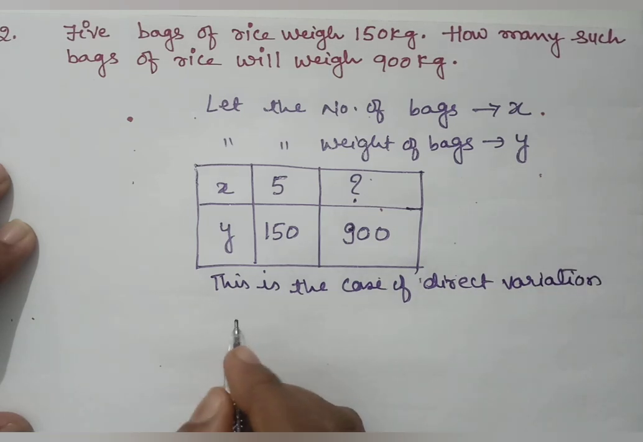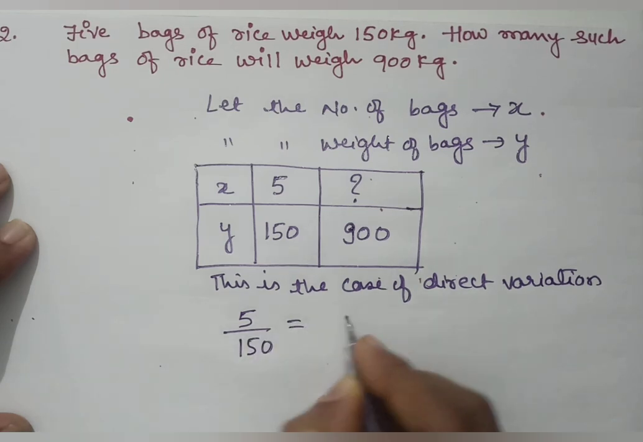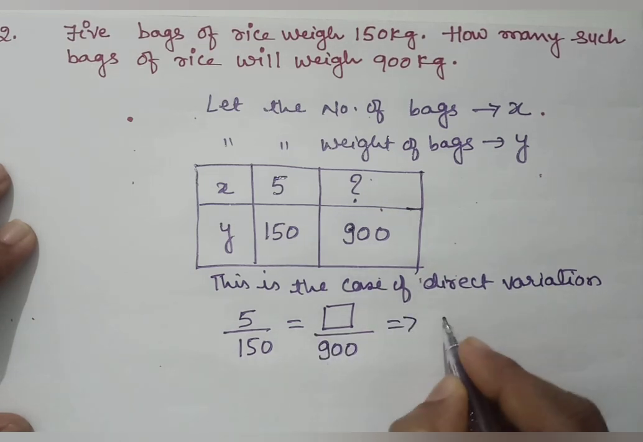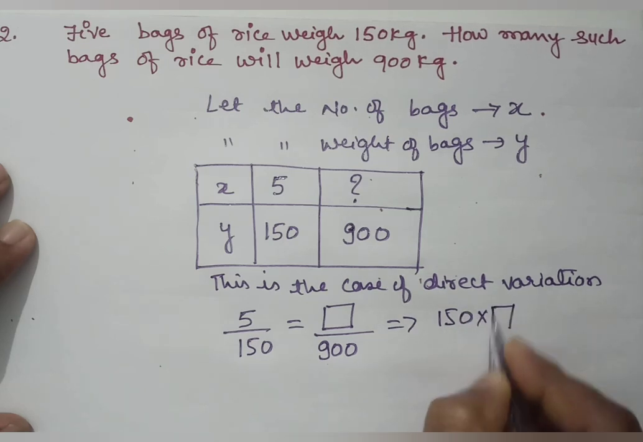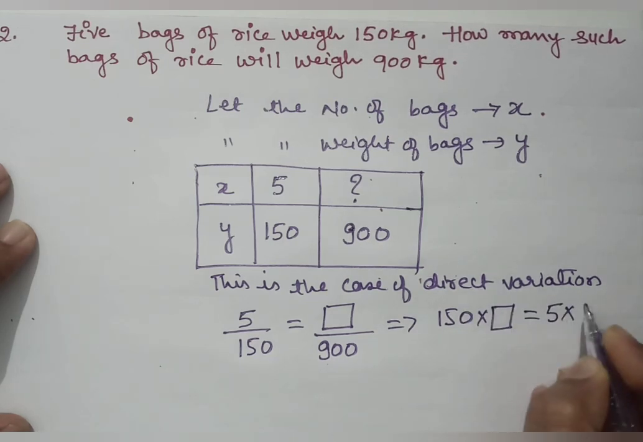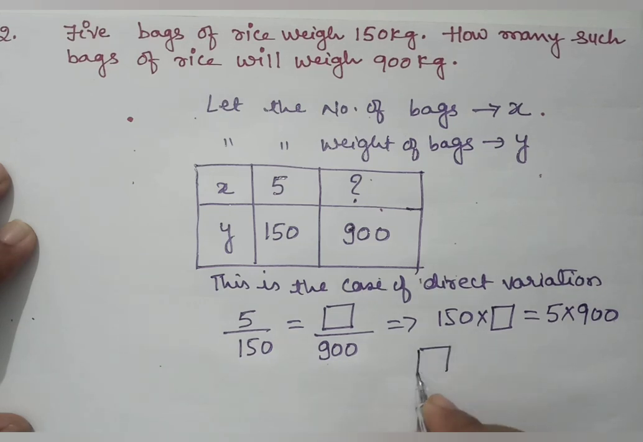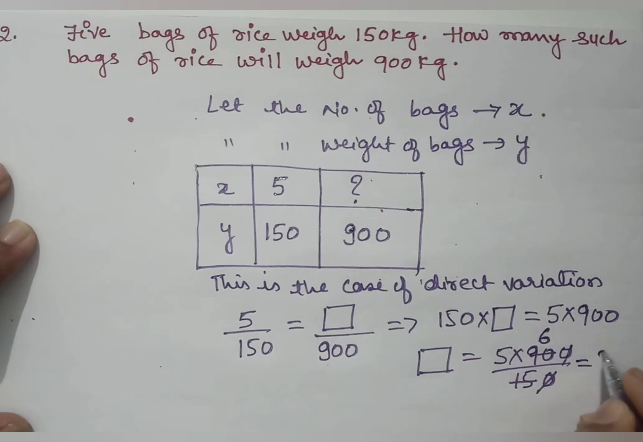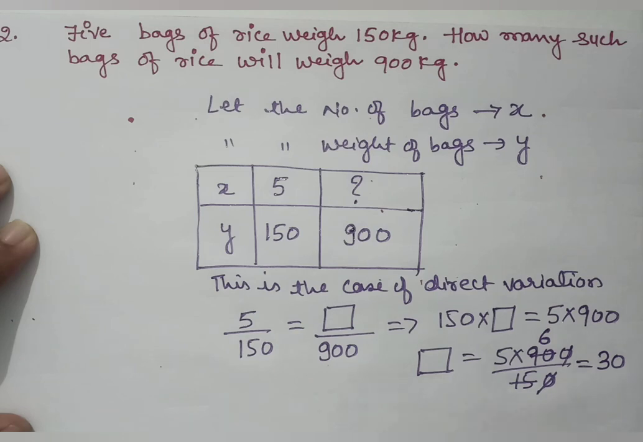So that means x by y, 5 by 150 will be equal to the number of bags that are unknown to us divided by 900. So this will be 150 into unknown number equal to 5 into 900. So our unknown number will be equal to 5 into 900 by 150. 15 sixes are 90. 15 fives are 75 and 15 sixes are 90. So 30.